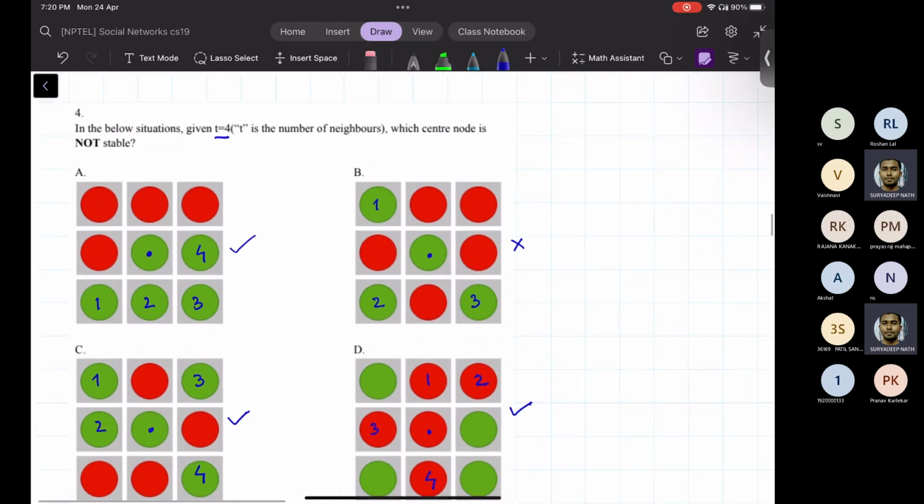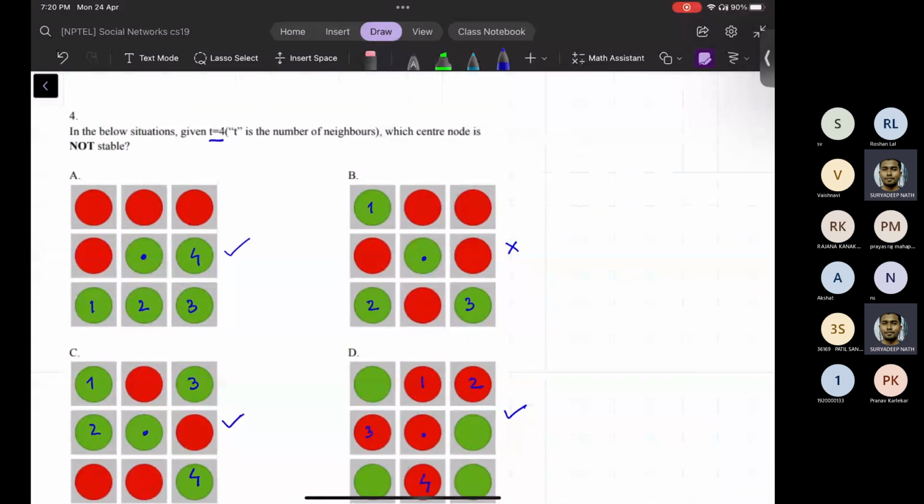So that which is not stable, they ask. So option B is the right answer for this question. Option B is not stable.